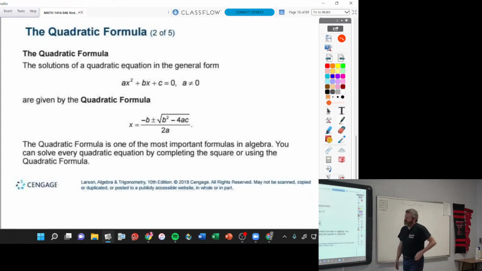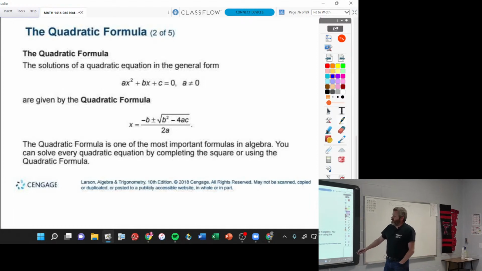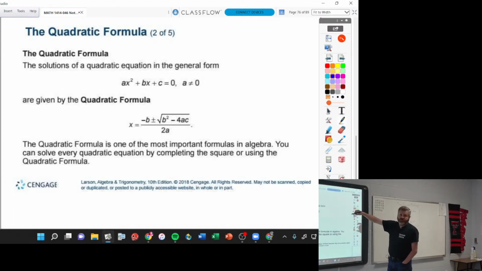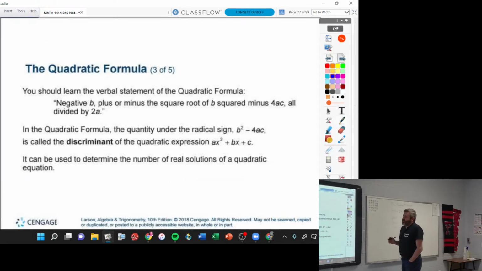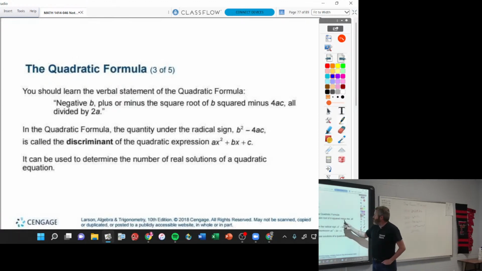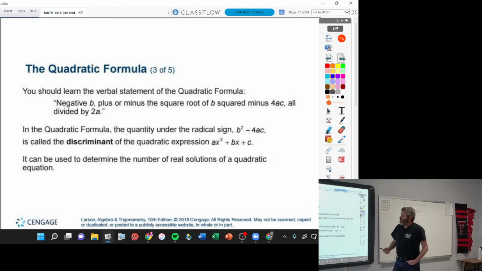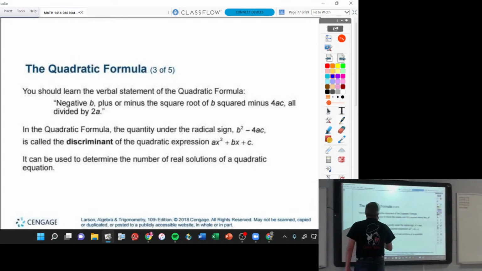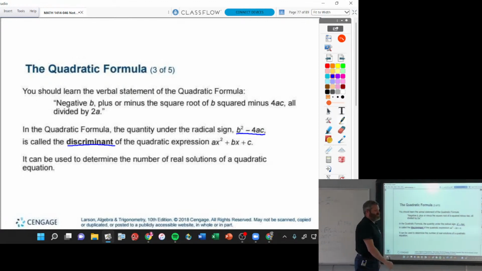As I did in that previous section, it's negative b plus or minus the square root of b squared minus 4ac all over 2a. And that's the formula we're going to be using. It's a good idea to memorize that formula. So we can read that as negative b plus or minus the square root of b squared minus 4ac all divided by 2a. The part inside the square root is called the discriminant. So the discriminant is b squared minus 4ac.